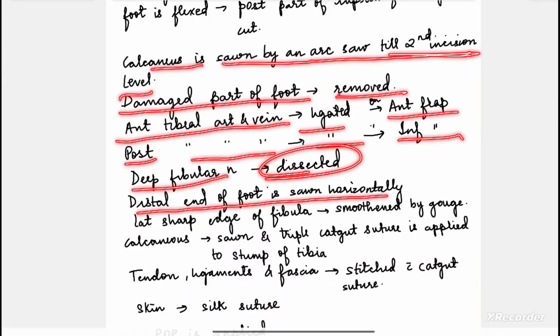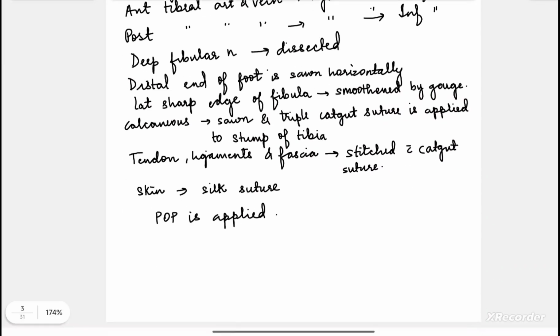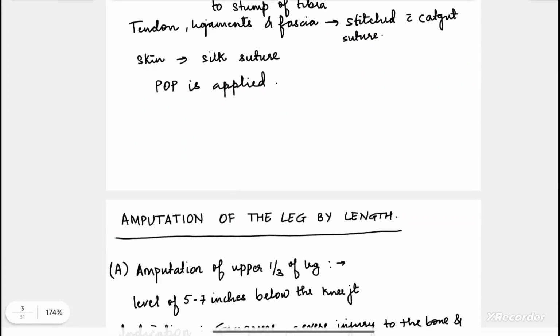Distal end of the foot is sawn horizontally. Lateral sharp edge of the fibula is smoothened by gouge. Calcaneus is sawn and triple catgut suture is applied to the stump of the tibia. Tendon, ligament and fascia are stitched with catgut suture. Skin is closed with silk suture and plaster of Paris is applied.